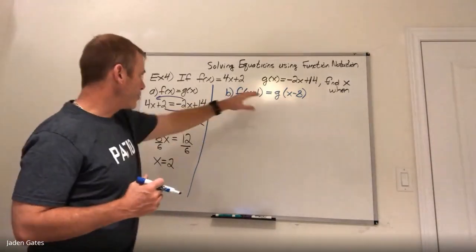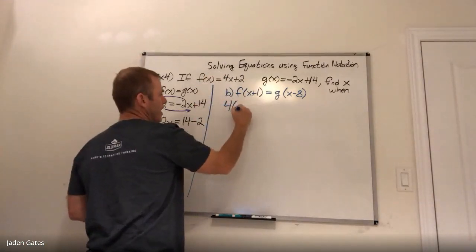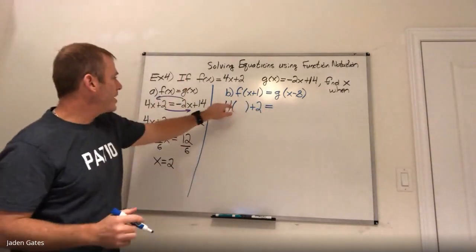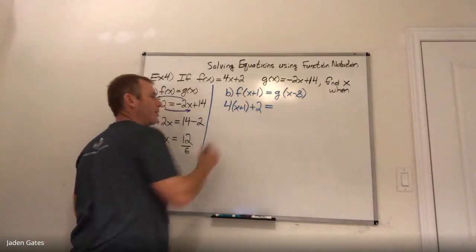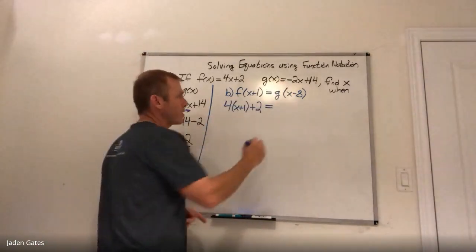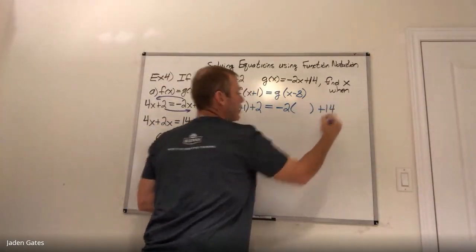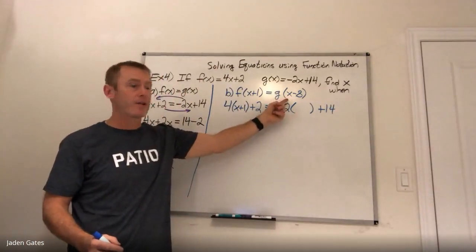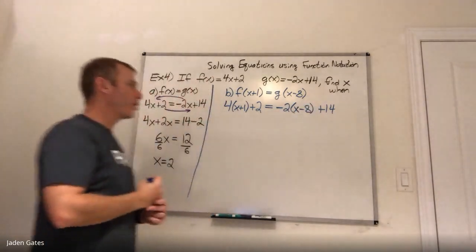All right, so I'm going to make a substitution first. So again, my f function here was 4 times x plus 2. But in the f function, the function notation is telling me to put an x plus 1 in there. So I do that. Now the g equation, it's negative 2x plus 14, but it's negative 2 times x plus 14. But again, my function notation is telling me to put in x minus 8 where the x was in the g equation. There we go.